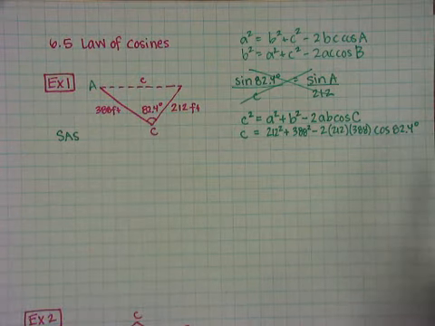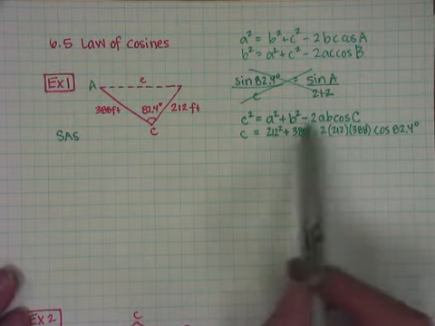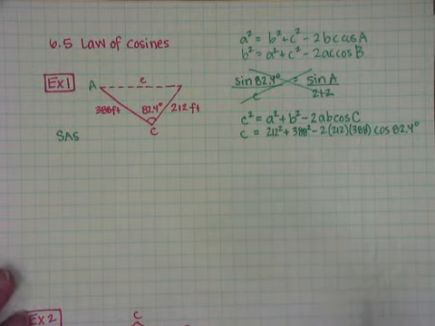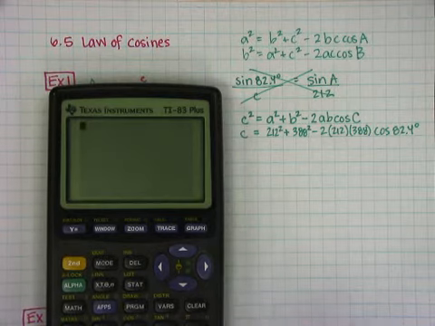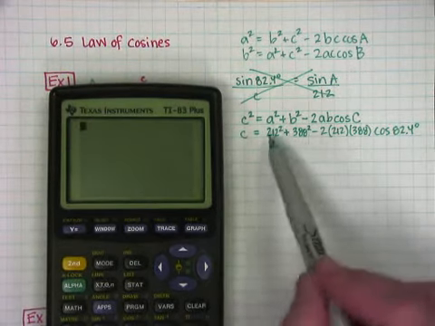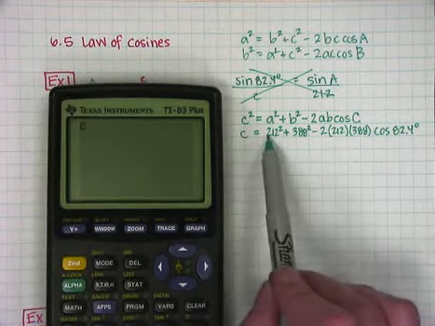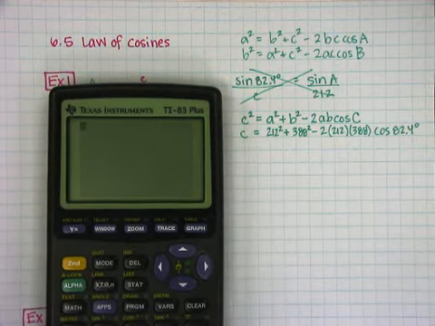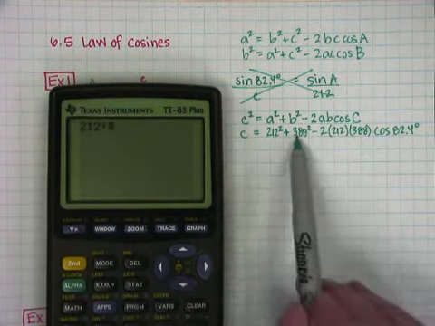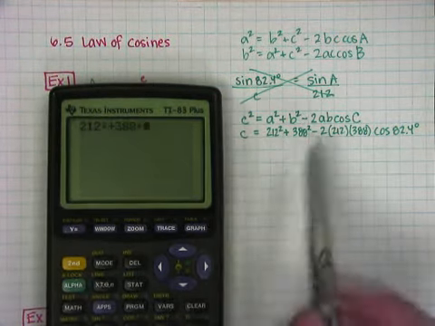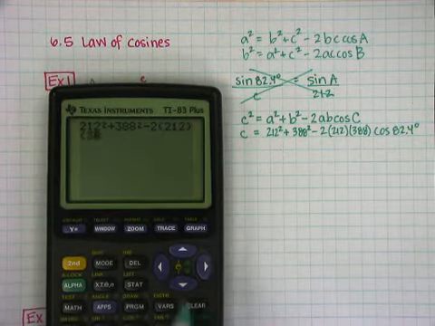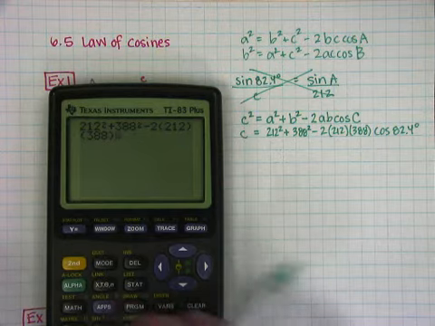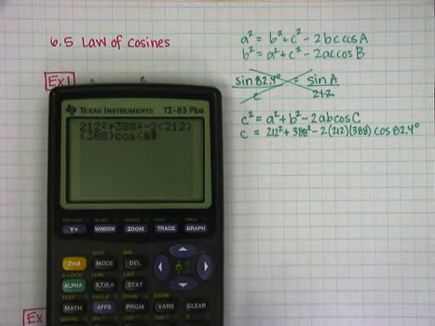Okay. Now, law of cosines, even though it looks really gross and like there's a lot going on here, the nice thing about it is that your calculator knows order of operations. I mean, we should too, but when you can take shortcuts, why not? So I've got 212 squared, I can plug it in, plus 388 squared, minus 2 times 212 times 388, cosine of 82.4.